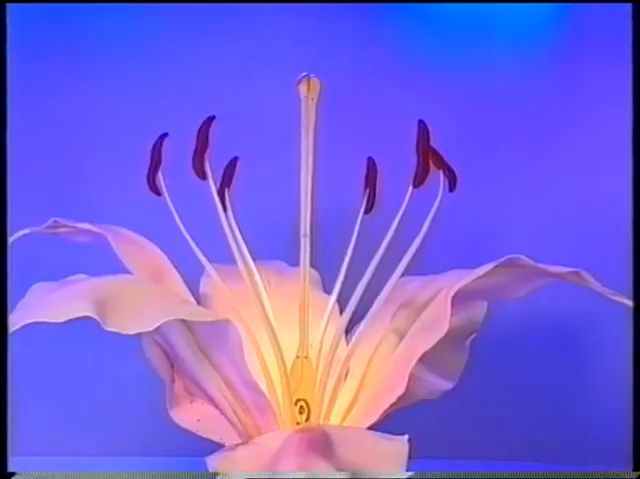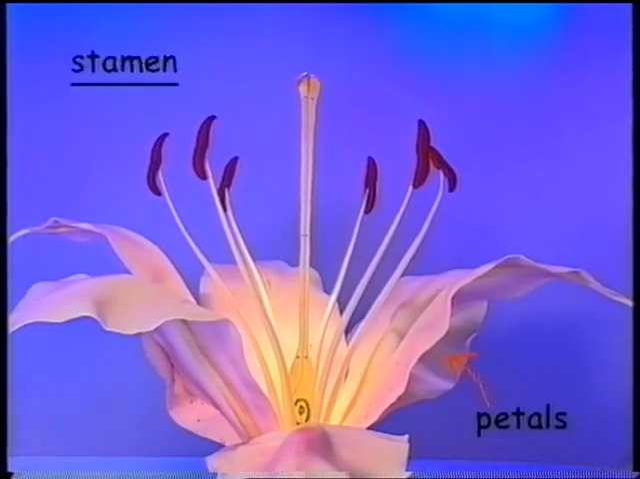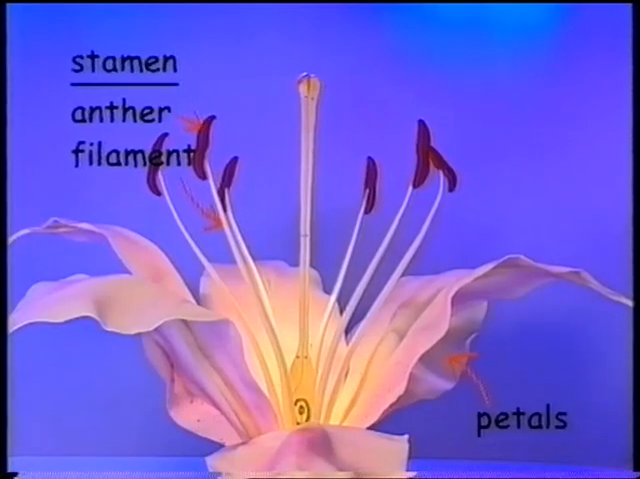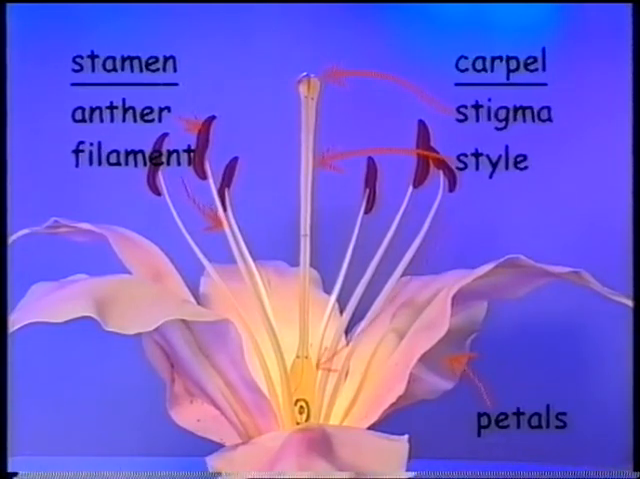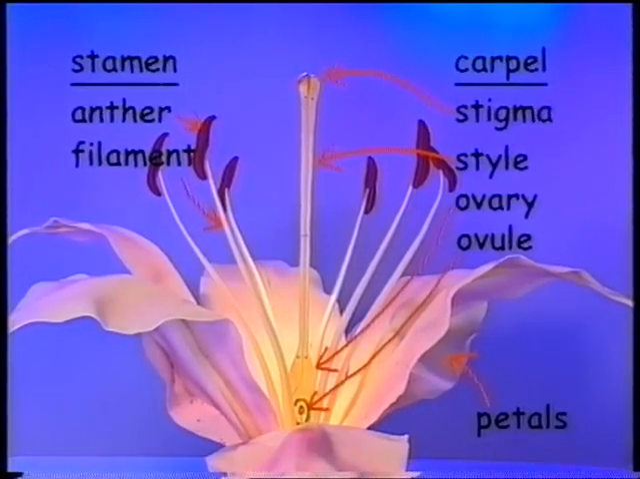In the test, they often ask you to name the different parts of the flower, so make sure that you remember petals, the male part of the plant, the stamen with its anther, and filament, the female part of the plant, the carpel with its stigma, style, ovary, and ovule.